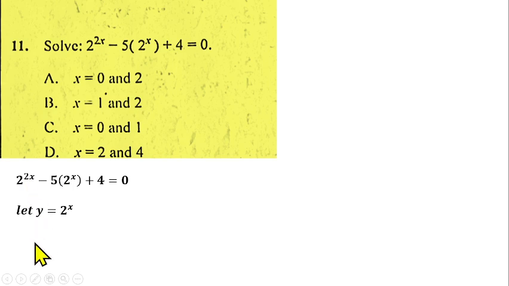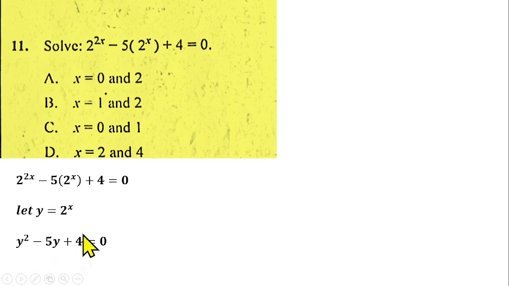So that means here you'll be having y raised to power 2 minus 5y plus 4 equals 0, because anywhere you see 2 raised to power x, you call it y. So there is 2 raised to power x here, and you're having 2 squared here also. So you'll be having y squared minus 5y plus 4 equals 0. So we are now to solve this quadratic equation to find the value of y.